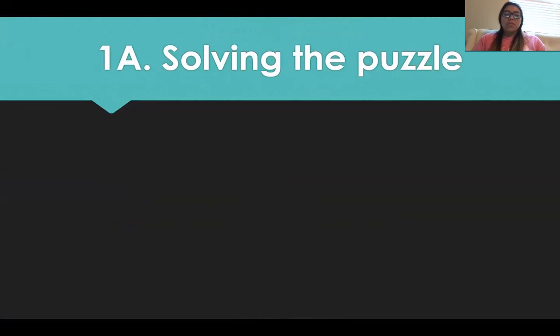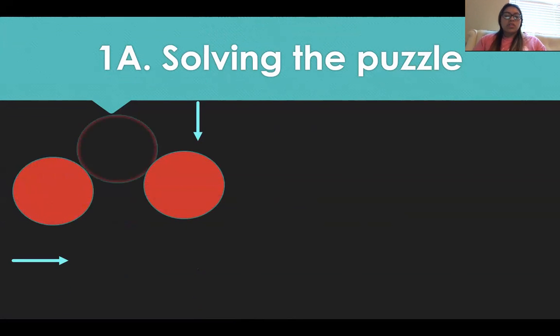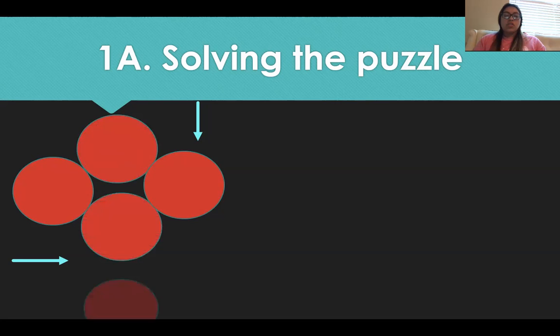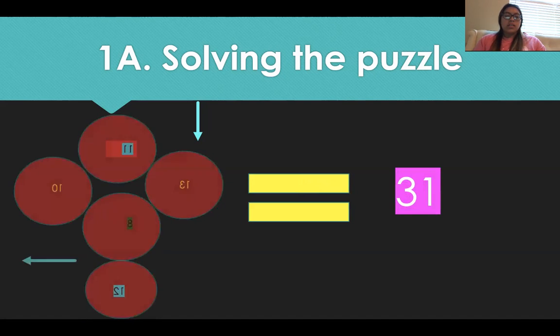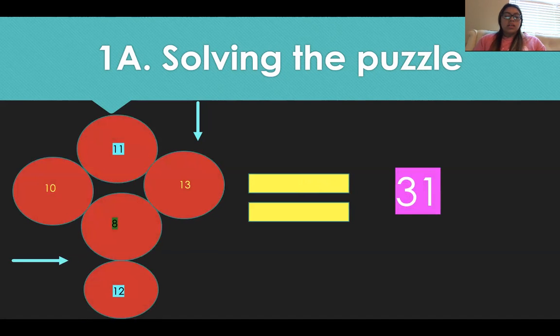Let's start with problem number 1, solving the puzzle. Here we have a puzzle that goes horizontal and vertically. The goal is that the numbers horizontally and vertically need to add up to 31. Either way we go, they need to add up to 31. In the first circle on the left, we are given the number 10. On the right, we are given the number 13.